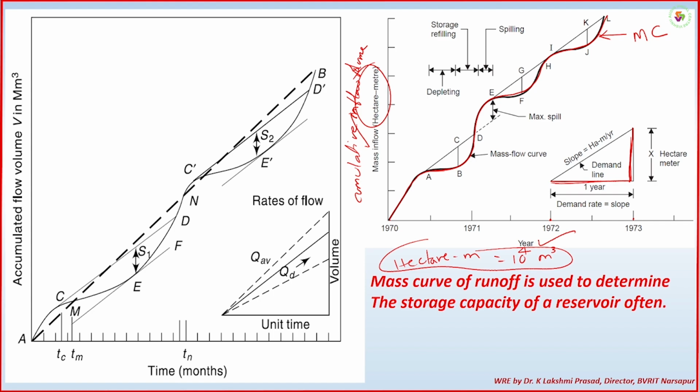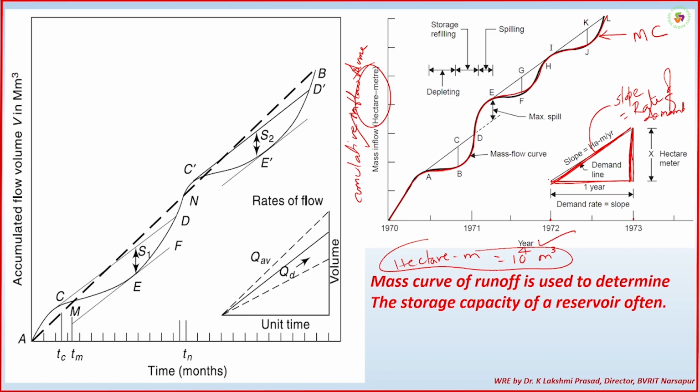This reservoir has to serve this much population. This reservoir must give crop production in this much area. This reservoir must produce this much power. Based on that, you calculate the demand. So put the demand as a vertical ordinate like this. If you join this, what is this? This is nothing but the slope. The slope indicates the rate of demand. That is what is called demand rate.